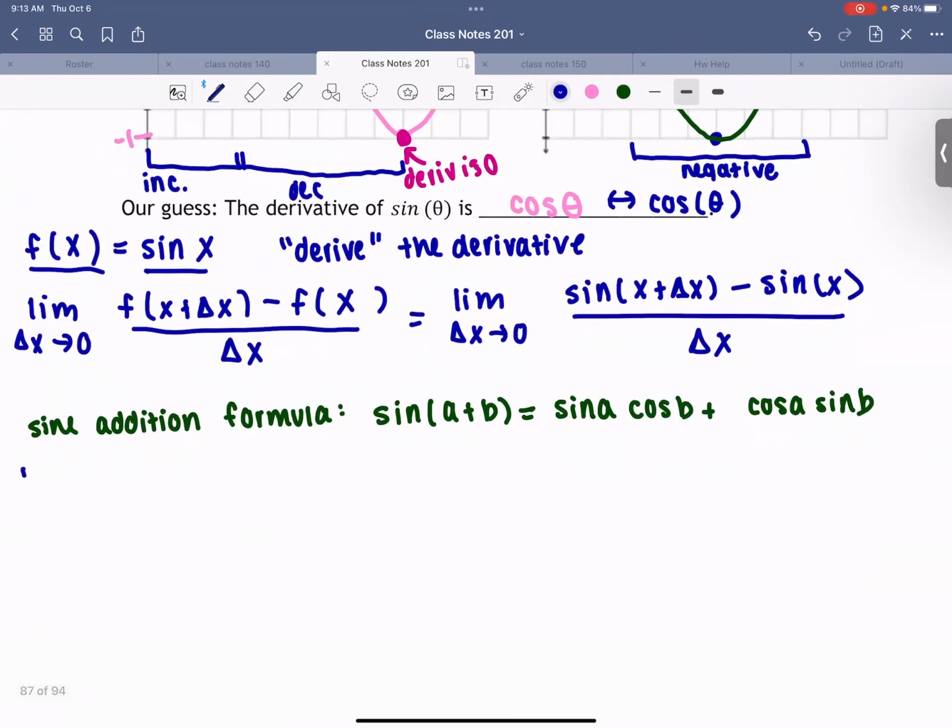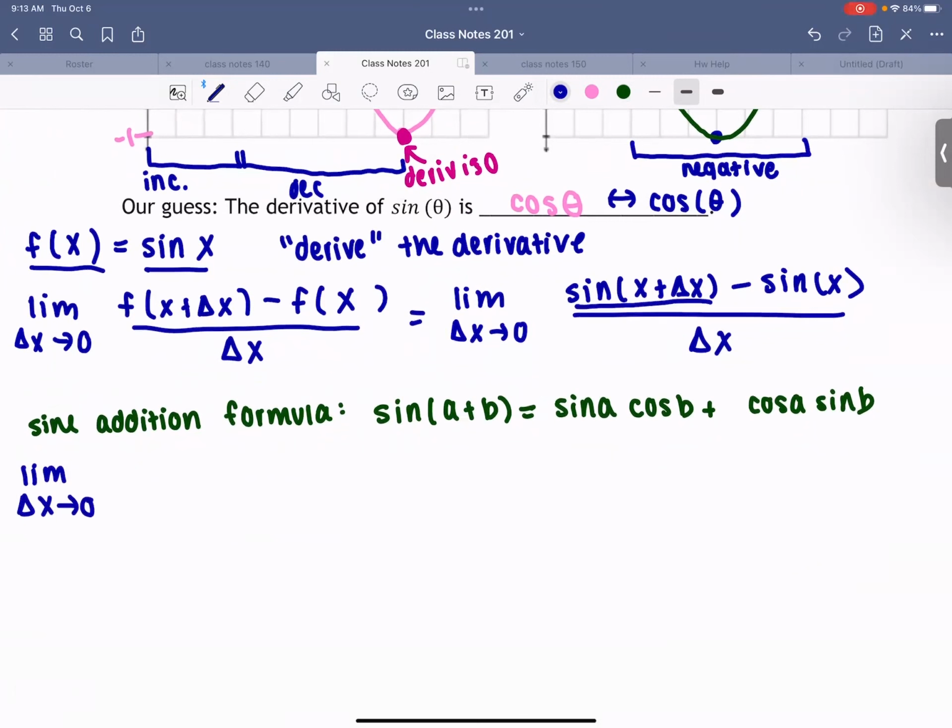So rewriting this limit as delta x goes to 0, what does the sine of x plus delta x turn into?